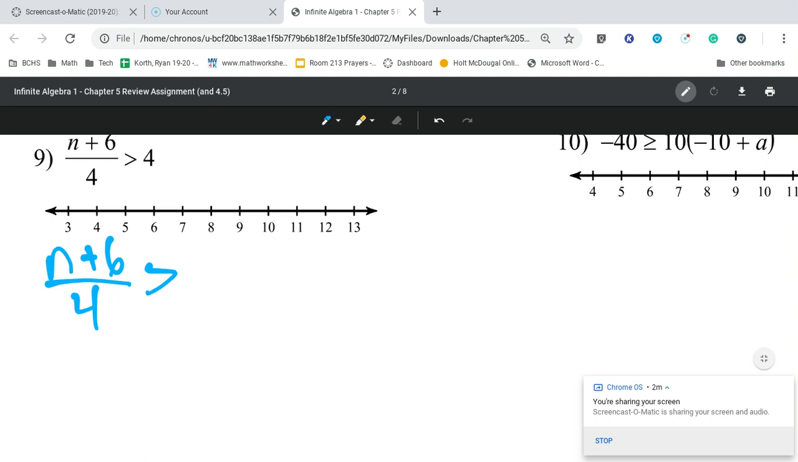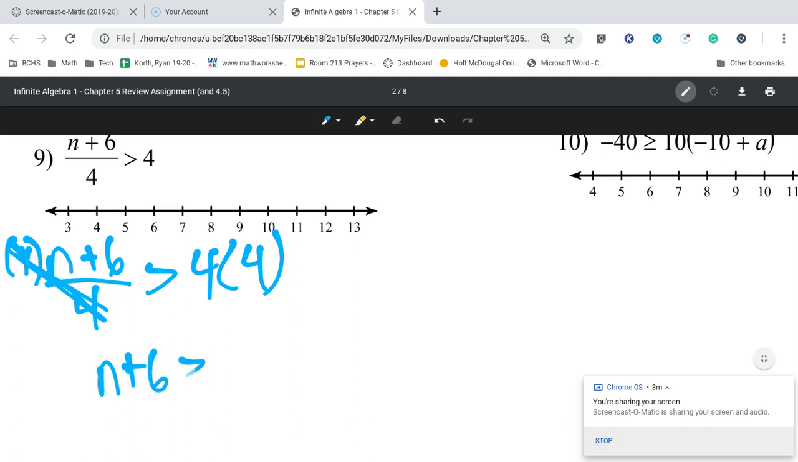Again, we haven't done a whole lot with something like this, but in order to get at the plus 6, we're going to have to undo this division by 4. Okay, so we're going to undo division with multiplication. This divides out. That gives you n plus 6 greater than 16. Then we're going to undo addition with subtraction.